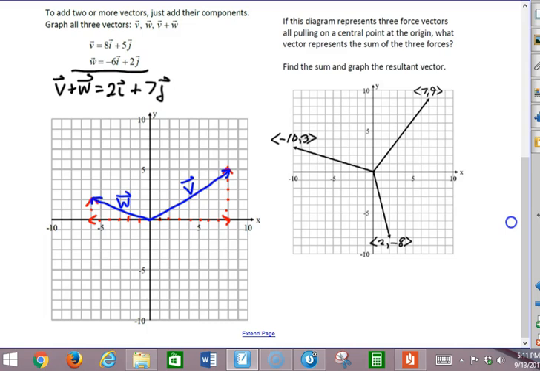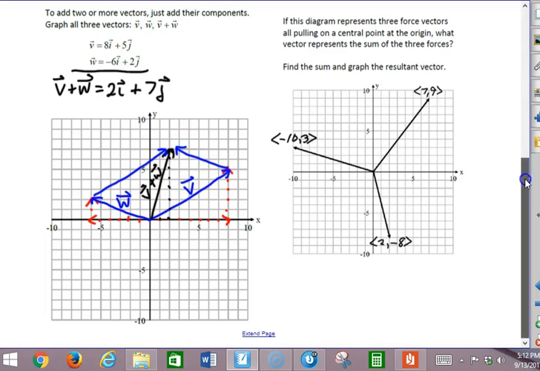Now the sum of those two vectors would be 2i plus 7j. So if I go over right 2 and then up 1, 2, 3, 4, 5, 6, 7, and I draw a vector to there, that would be the vector v plus w, according to adding the components. Now notice, if I were to take vector v and move it parallel to itself and form a parallelogram, look where it ends up. And vector w, move it parallel to itself, there we go. That confirms what I already knew to be true from the components, that those are the sum.